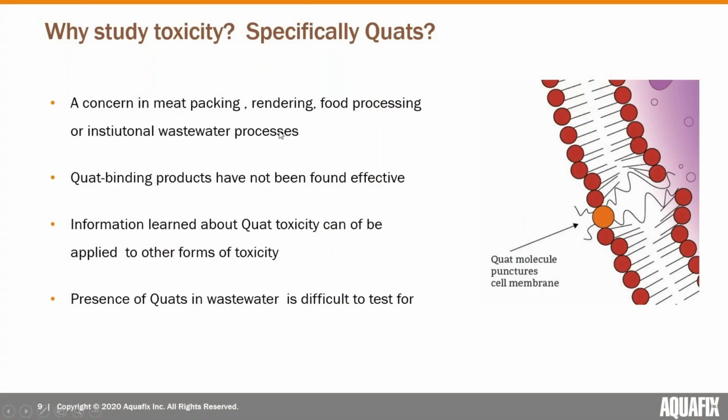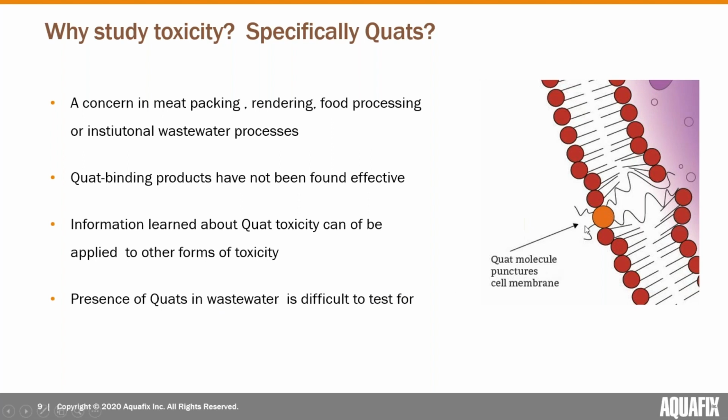Why study toxicity, specifically Quats? Toxicity is a concern in meat packing, rendering, food processing, or institutional wastewater processes. It's also a concern in municipal operations that get industrial discharge. Quat binding products have not been found effective. Information learned about our Quat toxicity can be applied to other forms of toxicity. And the presence of Quats in wastewater is very difficult to test for.